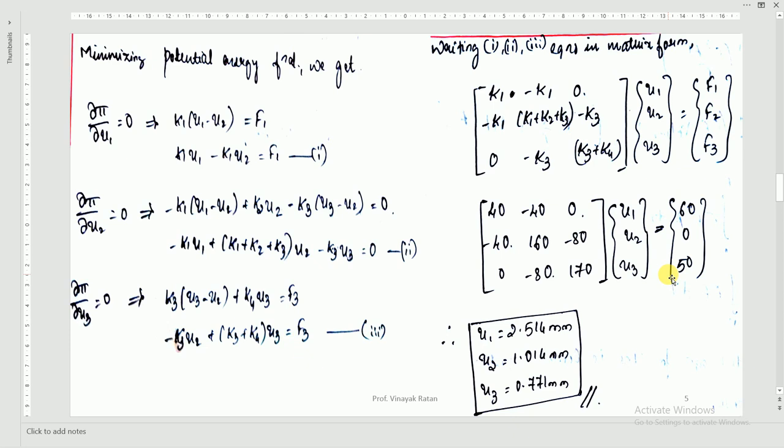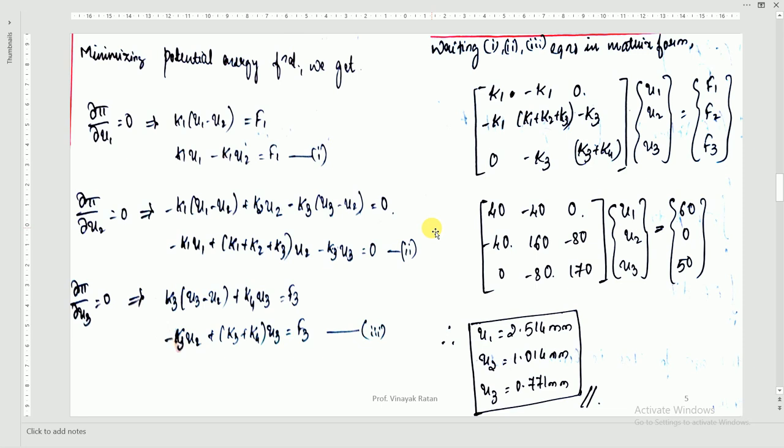Yes, sir. Then again press equal to, you will get the value of y, 71 by 70, which is nothing but 1.014. Then again you press equal to, you will get 27 by 35, which is nothing but 0.771 mm. These are the displacements at nodes 1, 2 and 3 for the given system of springs with the given stiffness and force.